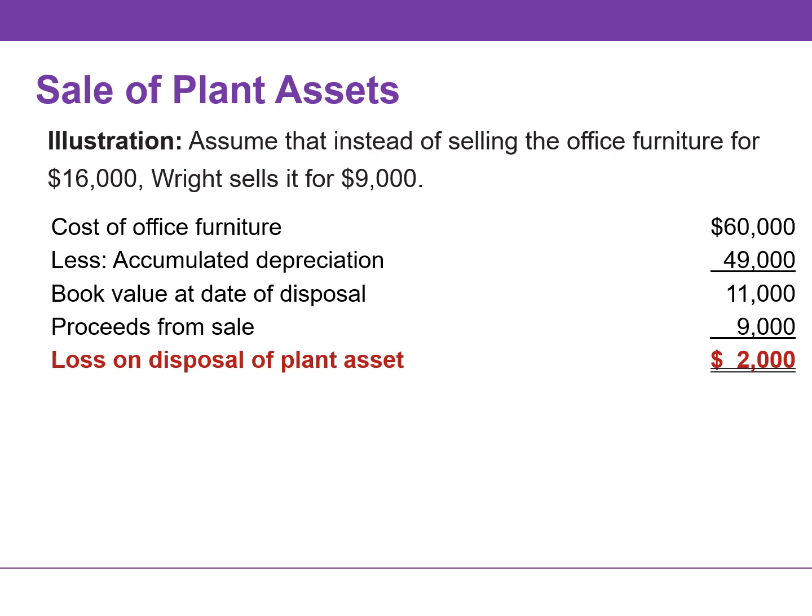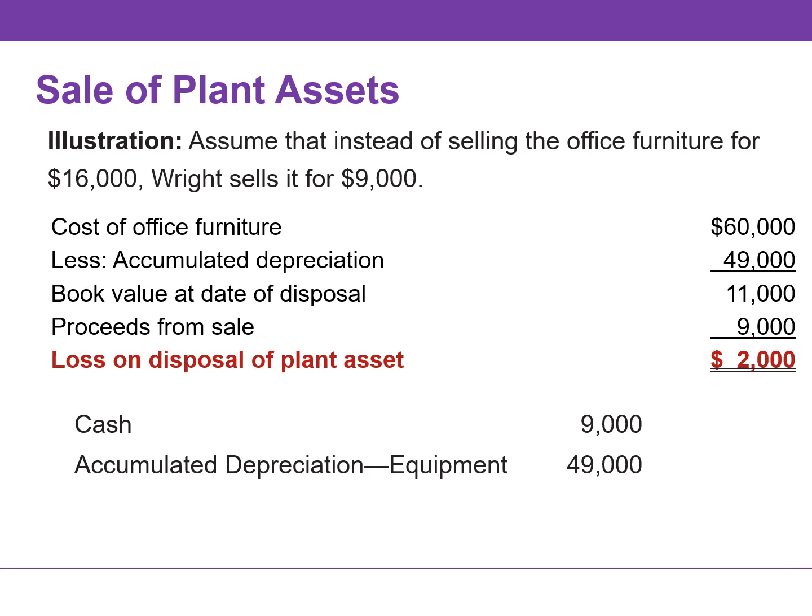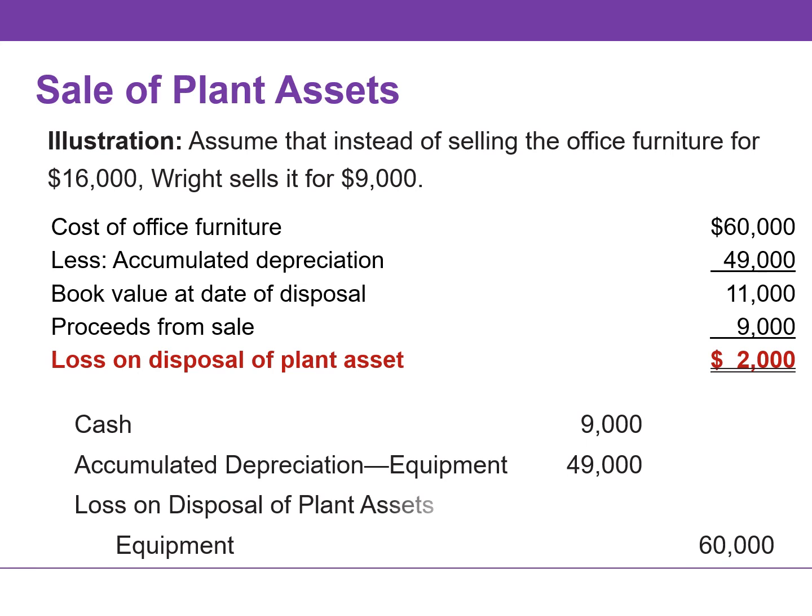Let's assume that instead of selling the office furniture for $16,000, Wright sells it for $9,000. In this instance, Wright has a loss of $2,000 because the proceeds of $9,000 are less than the book value of $11,000. In order to record this journal entry, we would debit cash for the proceeds, in this instance $9,000. We would debit accumulated depreciation for $49,000. We would credit the equipment for $60,000, and in this instance, we need a debit, which is loss on disposal of plant assets, in the amount of $2,000 to make this journal entry balance.